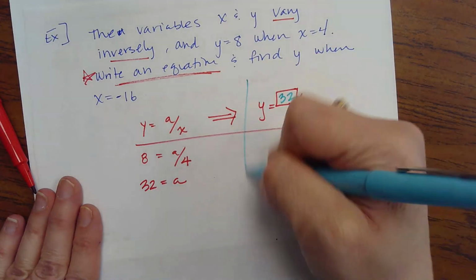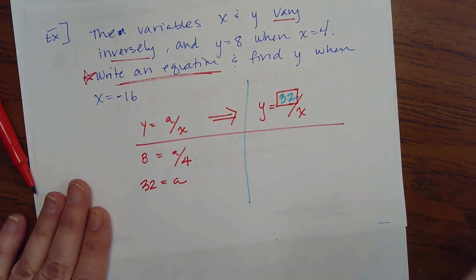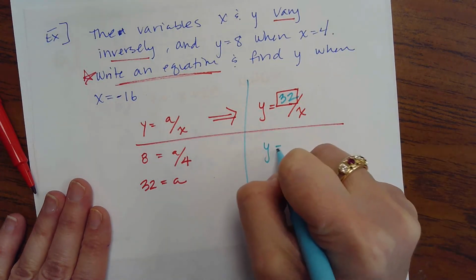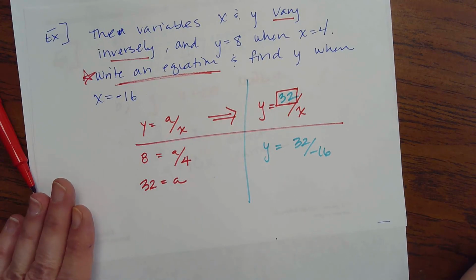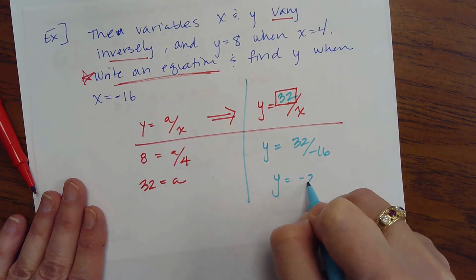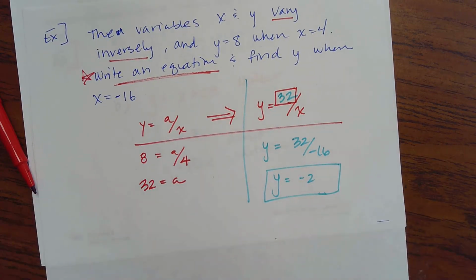And then they want us to find y when x is negative 16. So now I'm going to plug in negative 16 for x, then simplify and find y. This is what they're asking to do. I feel like those directions are a little bit confusing, which is why I wanted to go over that. So that's what they're asking you to do there.